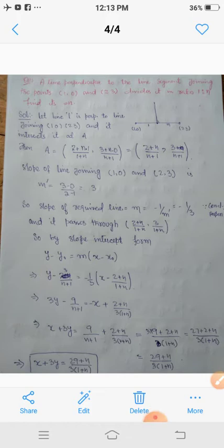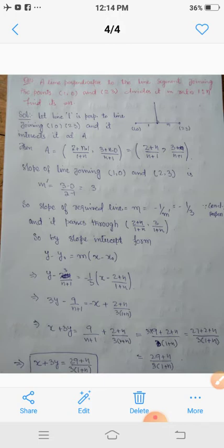The first one is a line perpendicular to the line segment joining the points (1, 0) and (2, 3) that divides it in ratio 1 is to n. We have to find the equation of this perpendicular. This means that a perpendicular is drawn to the line segment with endpoints (1, 0) and (2, 3), but this perpendicular intersects it in ratio 1 is to n. Then we have to find its equation.